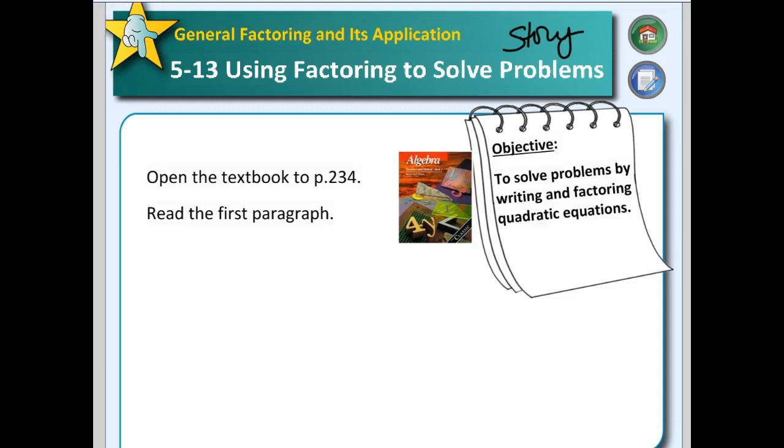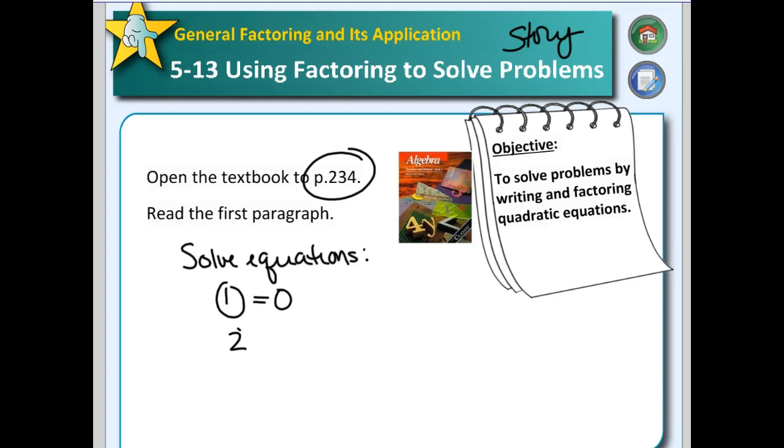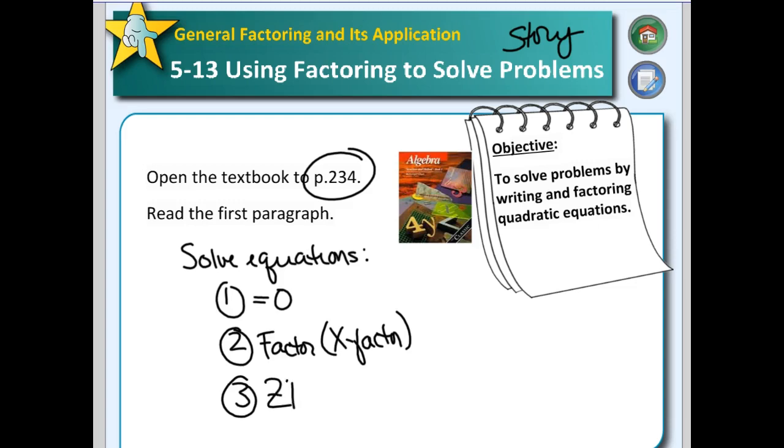Now, if you open your book to page 234 and you read that first paragraph, it says, hey, we're going to factor. Okay, so we're going to solve equations. That means, to solve equations, number 1, it better equal 0. After it equals 0, number 2, then we're going to factor. We're going to x factor. And then after we factor that, we're going to use our zero product property, ZPP, to find the answers.